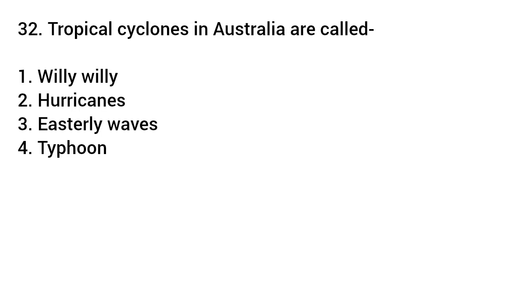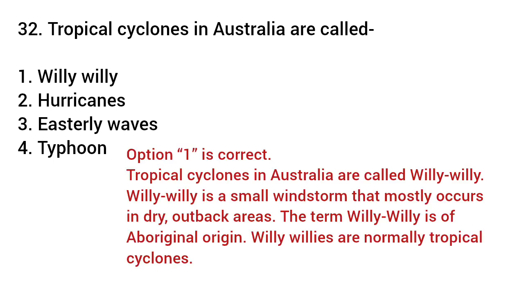Tropical cyclones in Australia are called? Answer. Option 1 is correct. Tropical cyclones in Australia are called Willy Willy. Willy Willy is a small windstorm that mostly occurs in dry outback areas. The term Willy Willy is of aboriginal origin. Willy Willys are normally tropical cyclones.